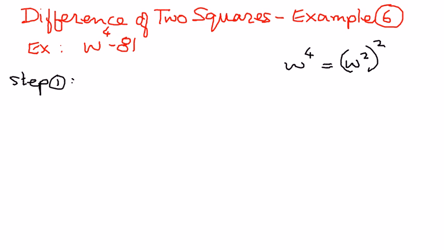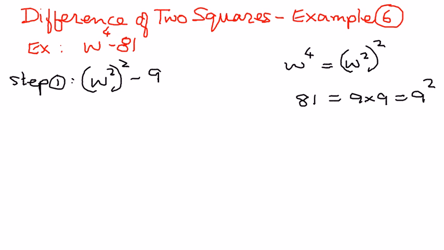So w to the power of 2, the whole thing raised to the power of 2, will be w to the power of 4. So we can use that here, w raised to the power of 2, the whole thing raised to the power of 2. And then 81 I can write as 9 times 9, and 9 times 9 I can write as 9 to the power of 2. So therefore minus 9 to the power of 2, like that. And now this is beginning to look like a squared minus b squared, isn't it?